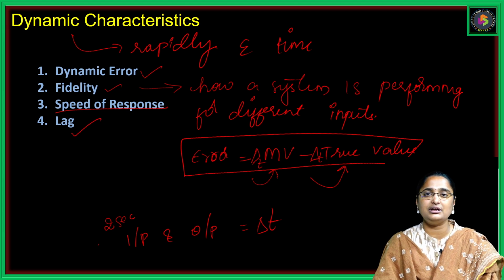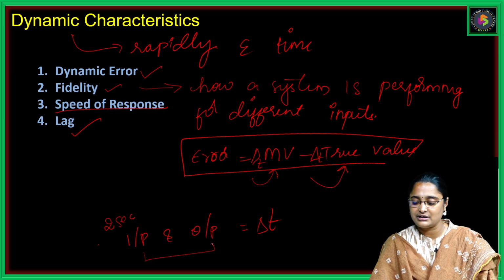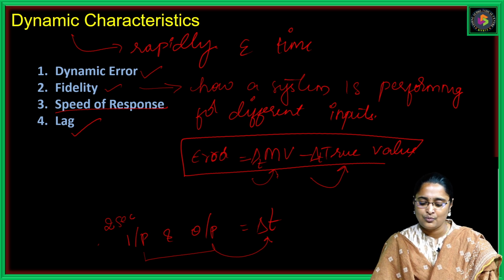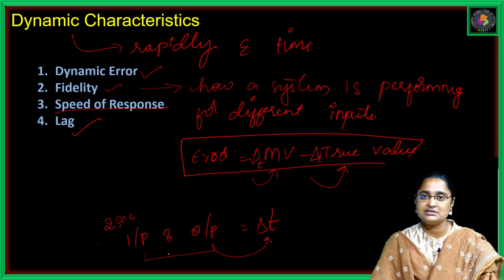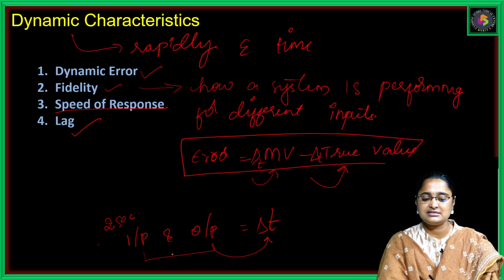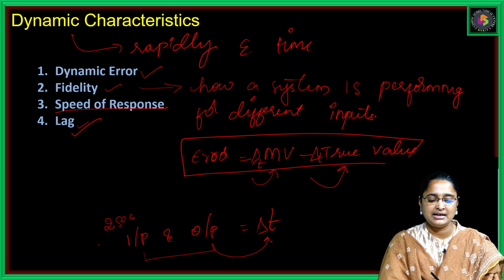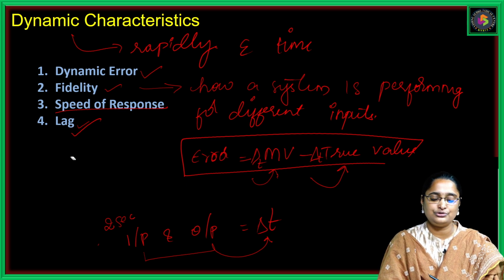Now we have something called lag. As I said, speed of response is the time taken between the input and output changing accordingly with time, right? So lag is the type of difference we have from the input to the output, the delay that we have. That is the characteristic we get from lag. Lag can be of two types.